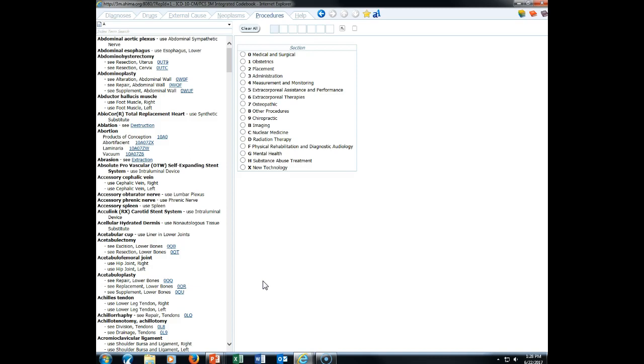Now your book tells you that when we have a root operation of bypass, this is when we actually alter the route of the passage of the contents of a body part. So think about a coronary artery bypass graft. What we're literally doing is bypassing arteries that are blocked and providing a new route for the blood in the heart.